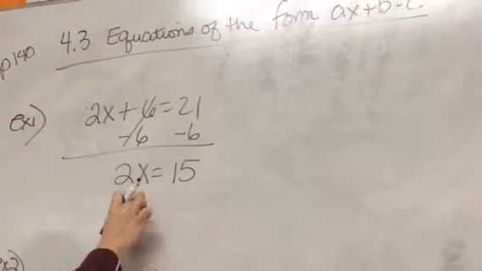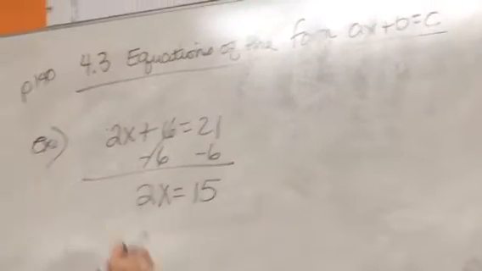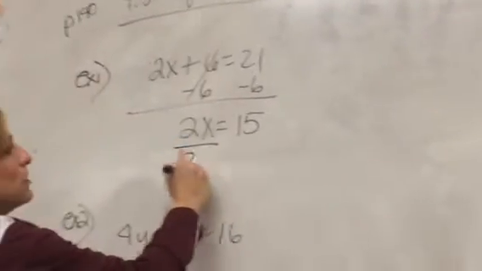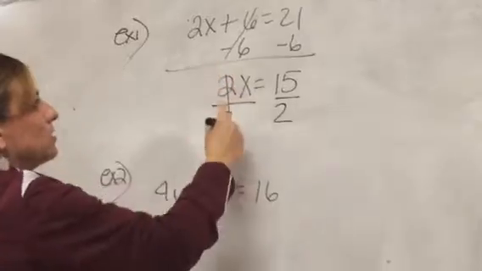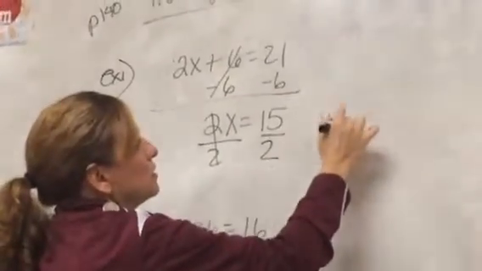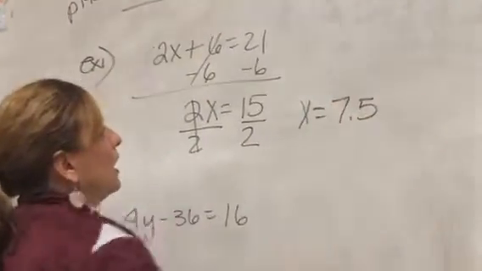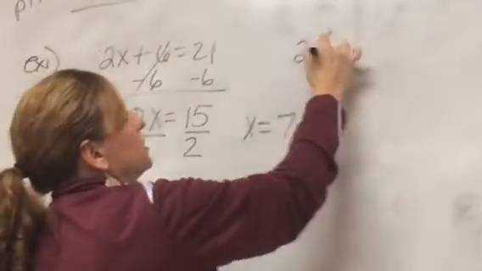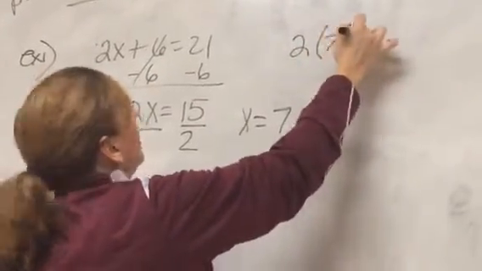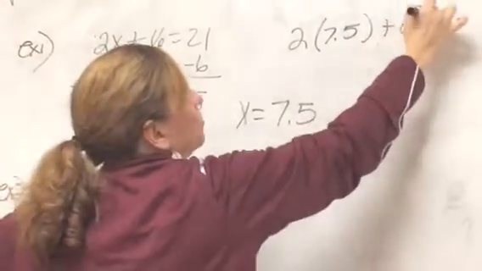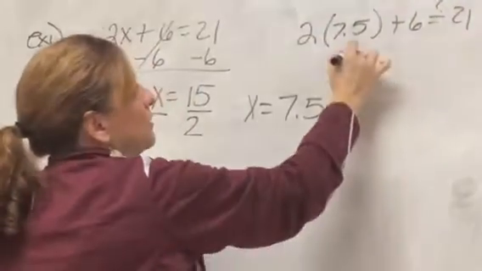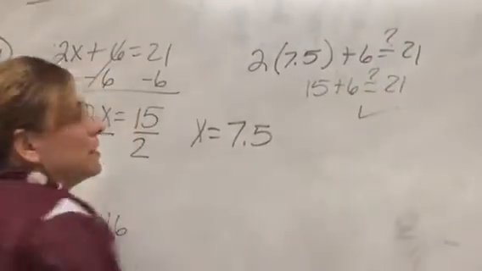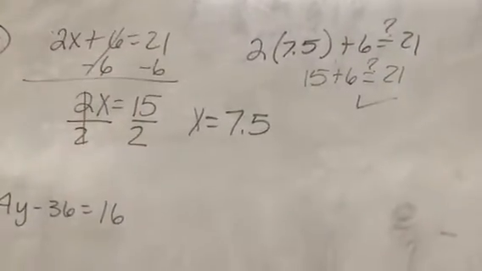Now, 2 is multiplied by x, so let's do the inverse operation. The goal is always to get the variable by itself. So we divide by 2 on both sides. Those cancel, and x equals 7.5. Now to check it, we would go 2 times x, which is 7.5, plus 6. Does that equal 21? 2 times 7.5 is 15, plus 6. Does that equal 21? Yes, indeed, it does. 15 plus 6 is 21.